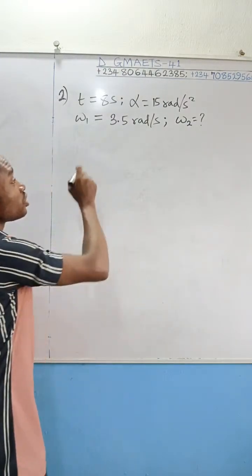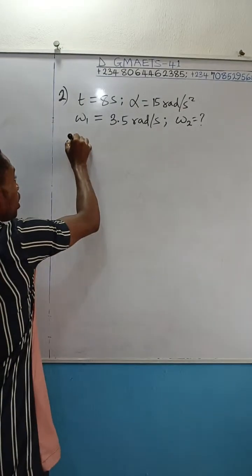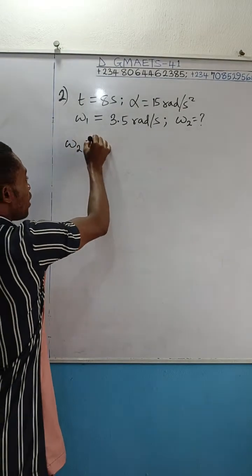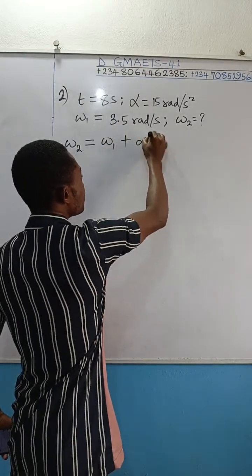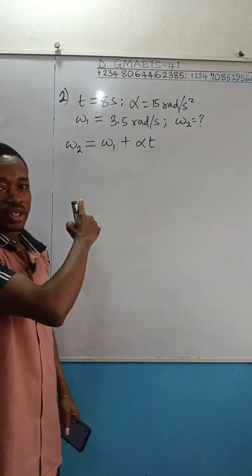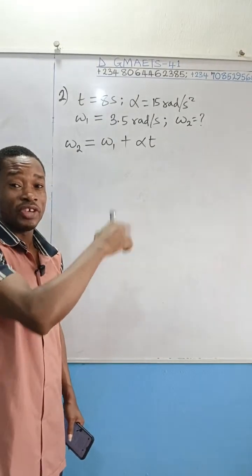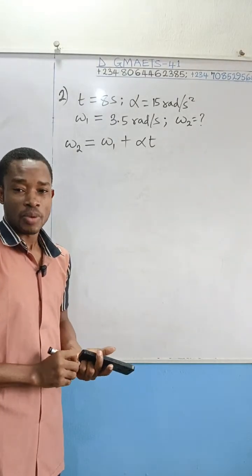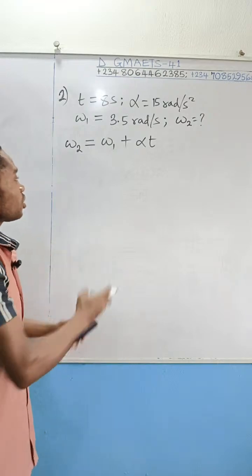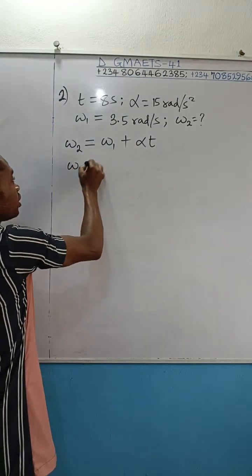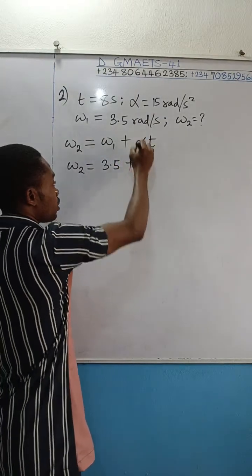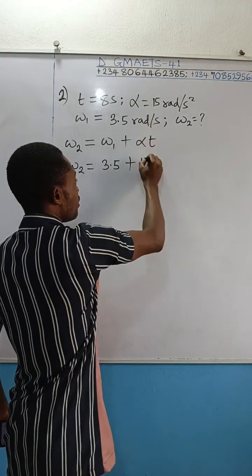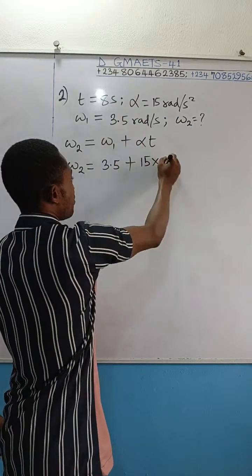So here we are going to use the first equation of motion, where the final angular velocity is equal to the initial angular velocity plus alpha t. We know this equation from translational motion as v equal to u plus at. So we are looking for the final angular velocity. We're going to substitute 3.5 for the initial, plus the angular acceleration, which is 15, multiplied by 8.